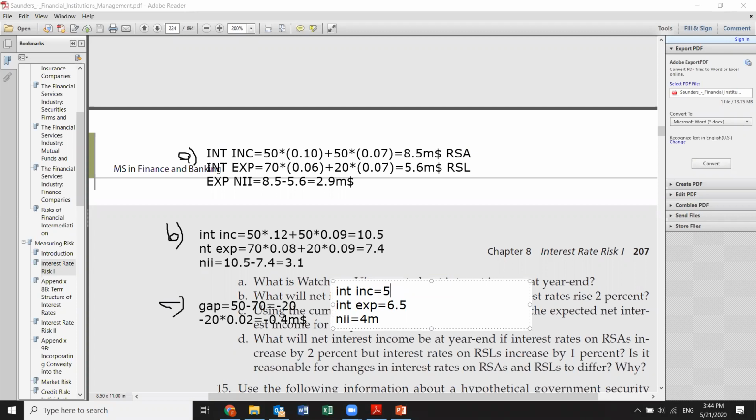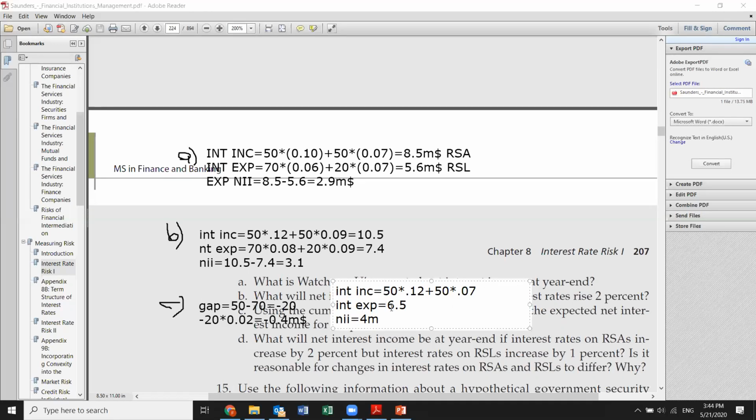Okay, 50 times 0.12 plus 50 times 0.7. This 7% is not changed. It is as previously because it is not the rate sensitive asset. The rate sensitive assets are those assets that are either floating rate or annual based, up to 1 year. So we are making changes only on rate sensitive assets here.